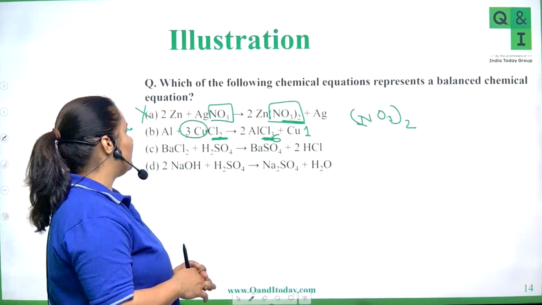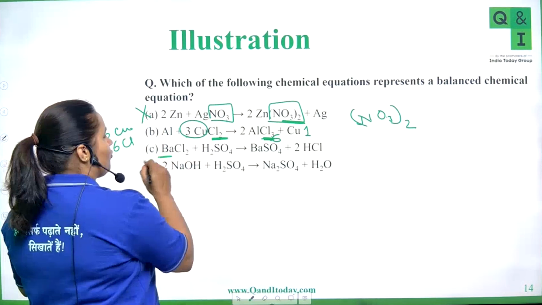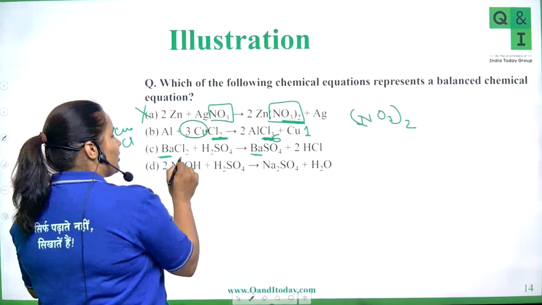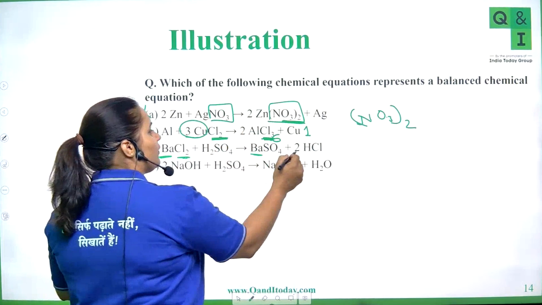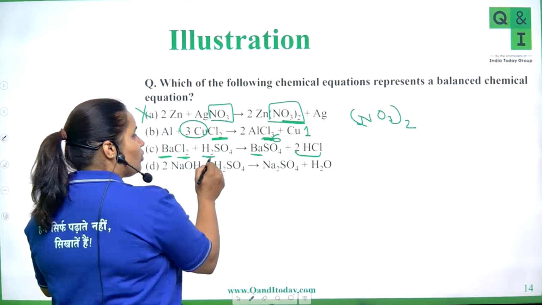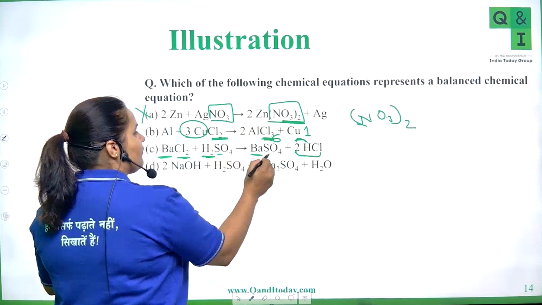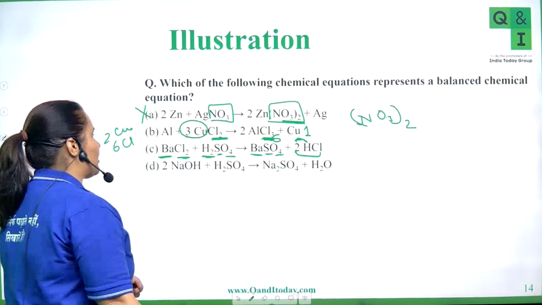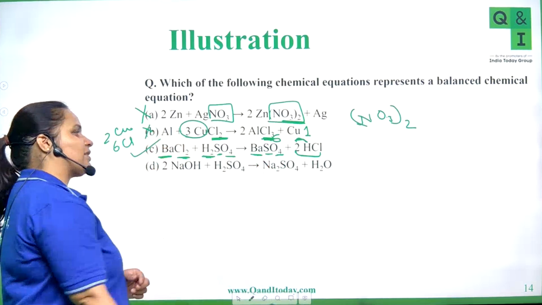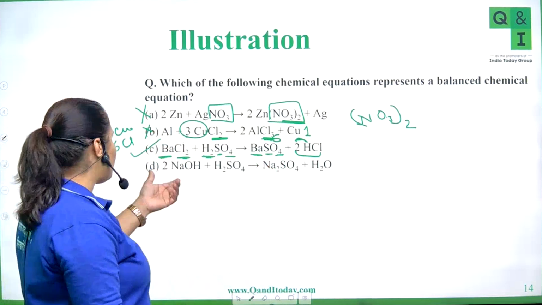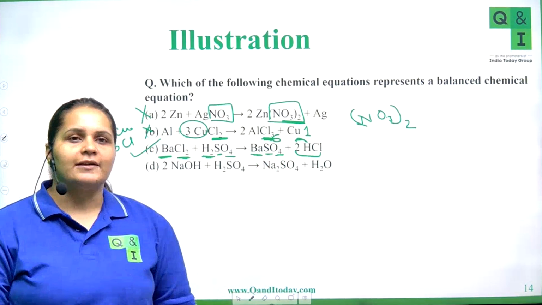Yes, ma'am. Exactly. So here barium 1, here also barium 1. Chlorine Cl2, here we have Cl2. H2, and here also we have 2 hydrogen. 1 sulfur, 1 sulfur. 4 oxygen atoms, 4 oxygen atoms. So yes, this one is a balanced equation. So let's find out what's wrong with equation D.